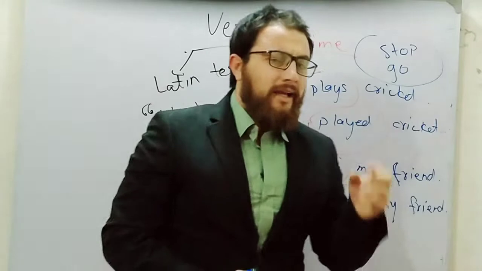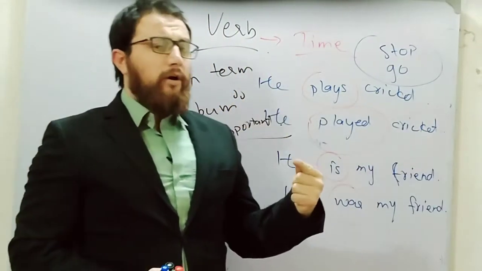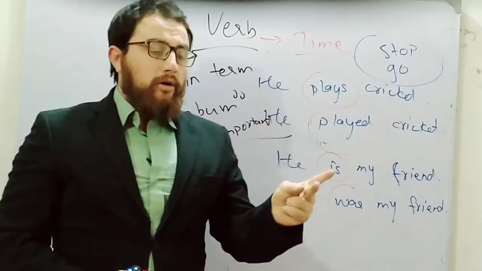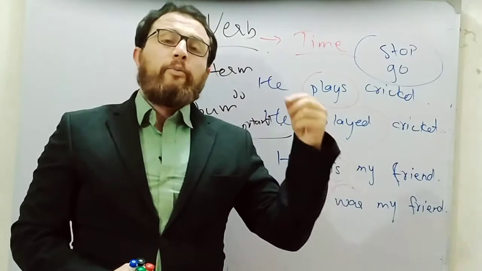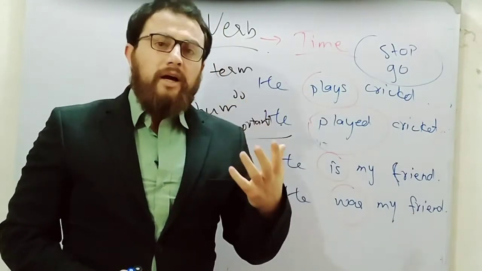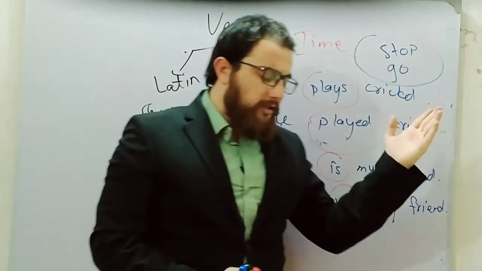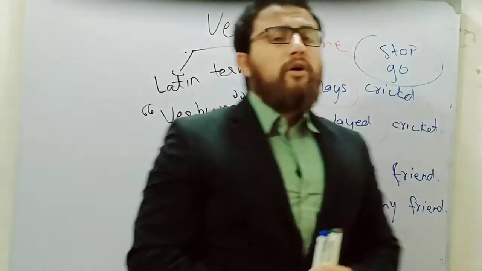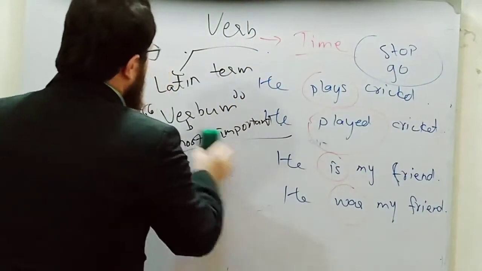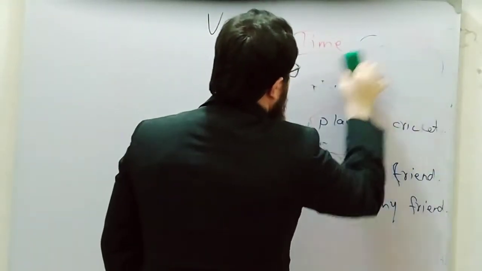So we have defined it like: verb has been derived from Latin term verbum, which means most important, and it shows action, position, possession, state, relation, etc., including time. Time is its primary element. We cannot deny that verb shows time. Clear? So let's have some examples of verb, like how it shows relation, action, position, state, condition, etc.